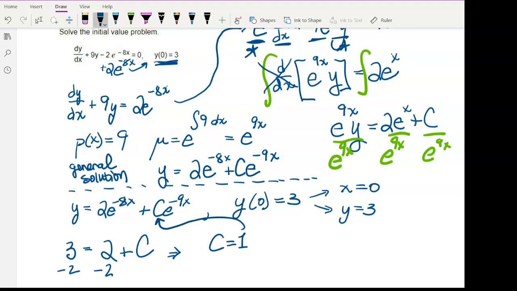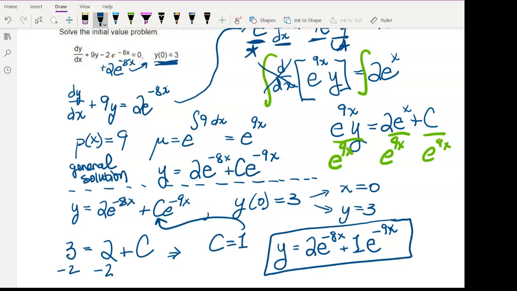So if we plug that back into our general solution, it will give us a particular solution. y equals 2e to the negative 8x plus 1e to the negative 9x. And the 1 is just a coefficient, so you really don't need to write it if you don't want to. Leaving the space in front of the e empty also indicates that it's a 1. So now we have a particular solution. We solved an initial value problem. There is no arbitrary constant. And that's the difference between our general solution and our particular solution.